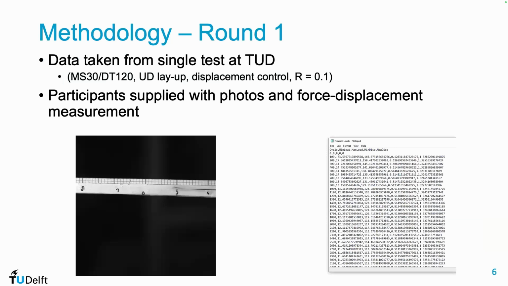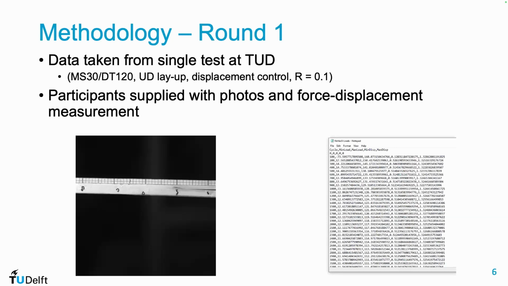What we started off with was some data from a single test done at TU Delft. I need to emphasize this: everything you're going to see is from one single test, the same data, only the analysis is different. This was a double cantilever beam test on a carbon fiber epoxy prepreg, done according to the draft E6-TC4 protocol, in displacement control, R ratio 0.1. And we had a camera aimed at the side of the specimen, so every so often we took a picture where you can measure the crack length.